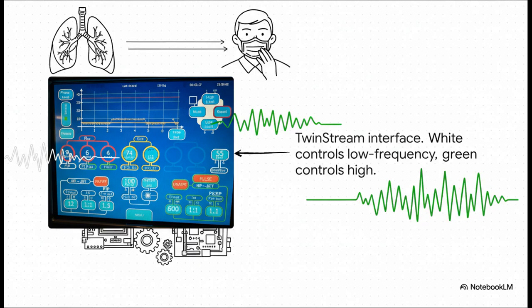And here's what that looks like on a modern ventilator. This is the screen of a twin-stream machine. You can literally see the 2 systems side by side. The controls on the white side let you set up your low-frequency, normal jet for CO2 removal. And the controls on the green side are for your high-frequency jet for oxygenation. It gives you incredible control to fine-tune both things at once.